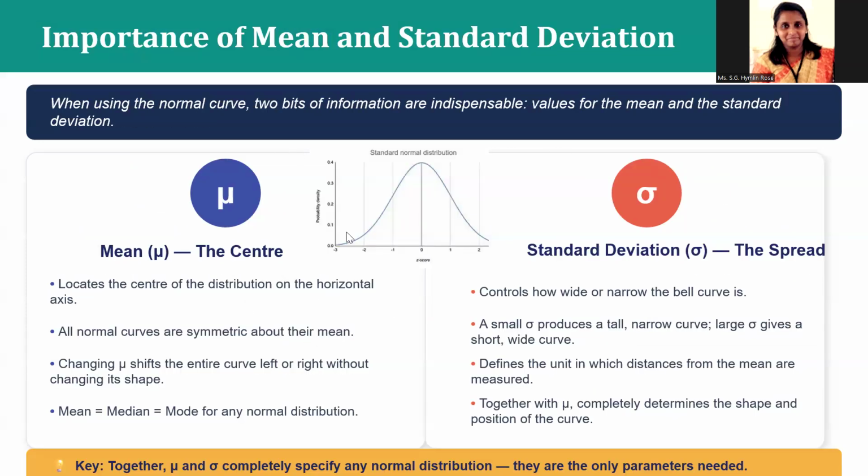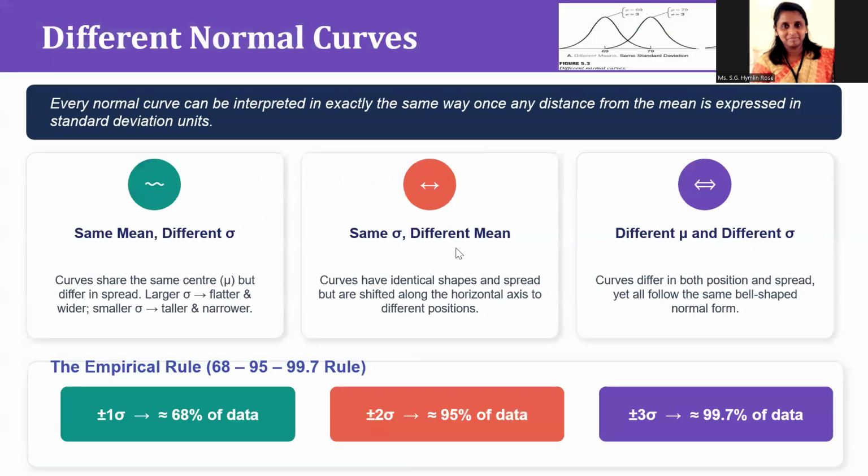You can see now a normal distribution with the peak value here, and each side has the same exact mirror image. Sometimes you have different normal curves. Every normal curve can be interpreted in exactly the same way once any distance from its mean is expressed in standard deviation units. Here we have three different types of normal curve: same mean and different standard deviation, same standard deviation and different mean, and different mu and different sigma.